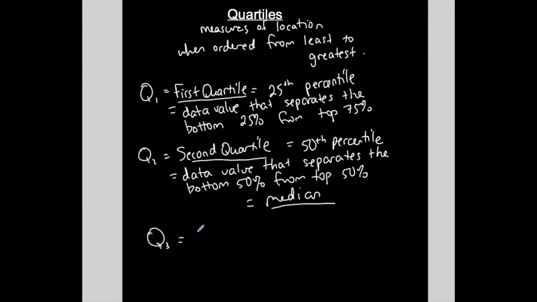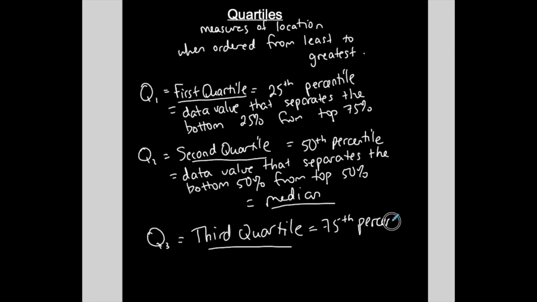Q3, the last one, is the third quartile, which is also known as the 75th percentile. It's the data value that separates the bottom 75% from the top 25%, okay? So instead of writing all that again, dot, dot, dot means same thing: data value that separates the bottom 75% from the top 25%. So let me show you what I mean.